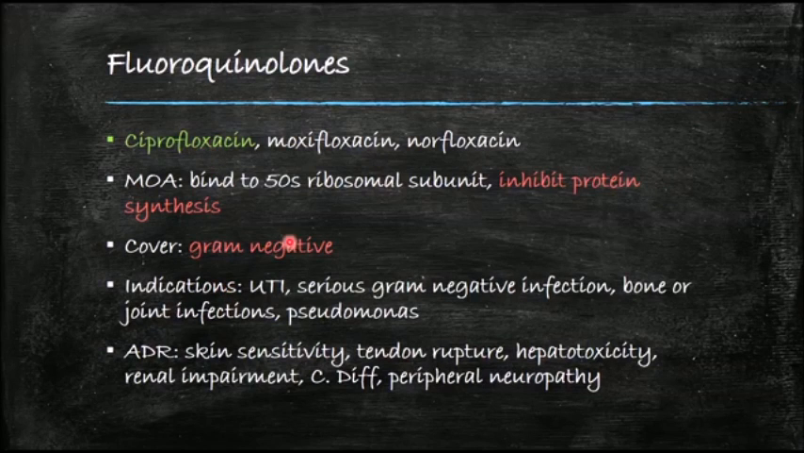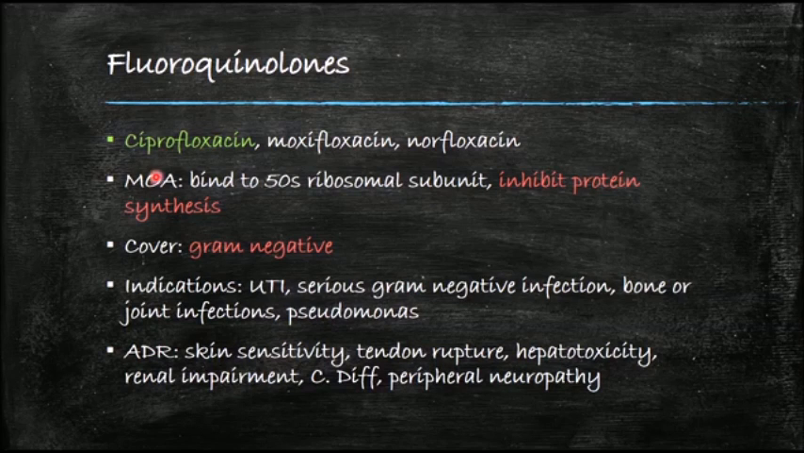Fluoroquinolones, so these inhibit protein synthesis. So it's really important for you guys to know which one's a cell wall and which one's a protein. As you can see, the cell wall ones, because gram-positive bugs have a cell wall, commonly are used for gram-positive infections. Protein synthesis is commonly used for gram-negative infections.